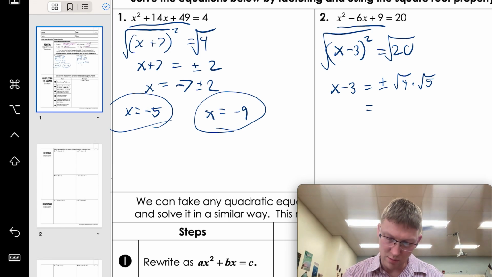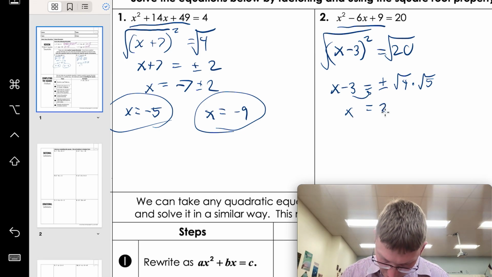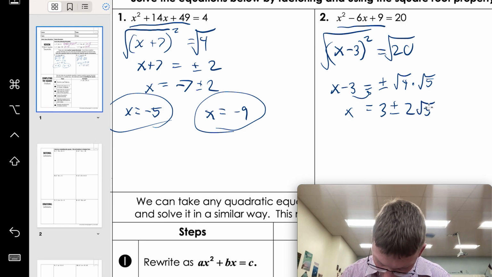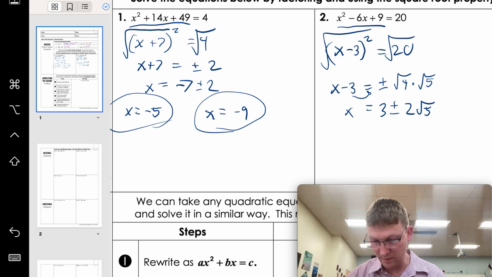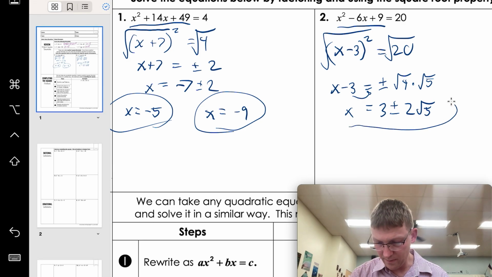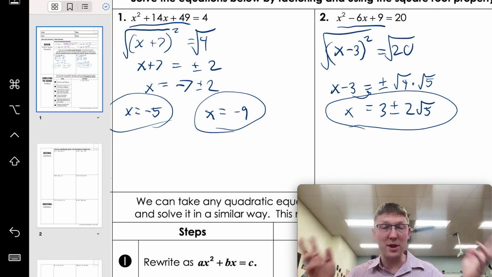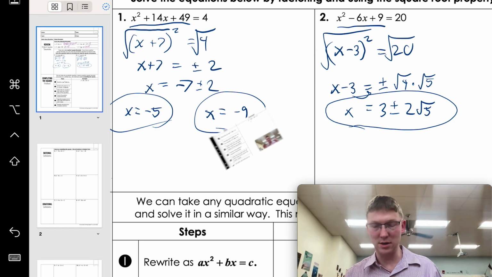Then we're going to move our 3 over, and we're going to have x equals 3 plus or minus 2 square root of 5, because square root of 4 is... I'm sorry, it's just 2. So then that's our answer. It's our radical answer, but hey, it's our answer.